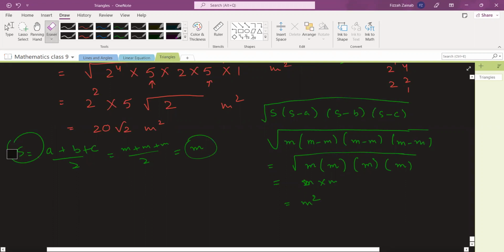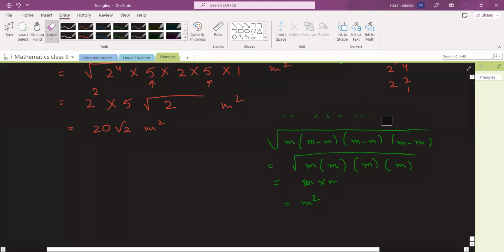Zainab, is that understood? Yes, ma'am. I just wanted to give you some idea why you are getting meter square all of a sudden. So you don't have to do it, just understand from where you are getting meter square in the formula.